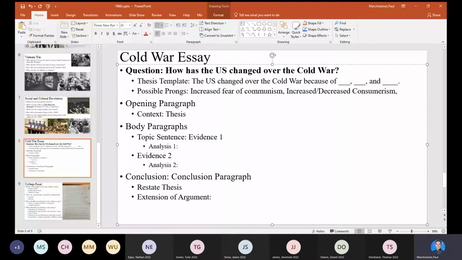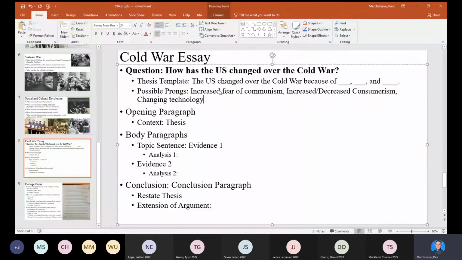Actually, I was going to say increase in technology. You can talk about the changing technology, in war or in peacetime. Or more proxy wars. Harper? I was going to say increase fear of the destruction of the world. Oh, yeah, you could say decrease confidence in the world.